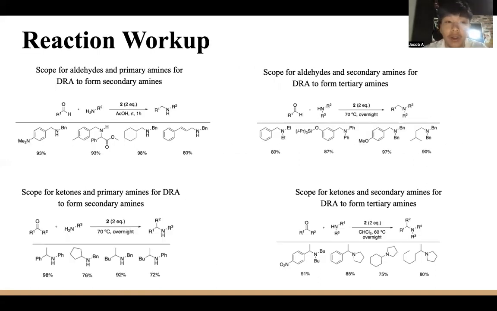The reaction workup. At the top left, the scope for aldehydes and primary amines for DRA to form secondary amines. On the top right, the scope for aldehydes and secondary amines for DRA to form tertiary amines. At the bottom left, the scope for ketones and primary amines for DRA to form secondary amines. And at the bottom right, the scope for ketones and secondary amines for DRA to form tertiary amines.